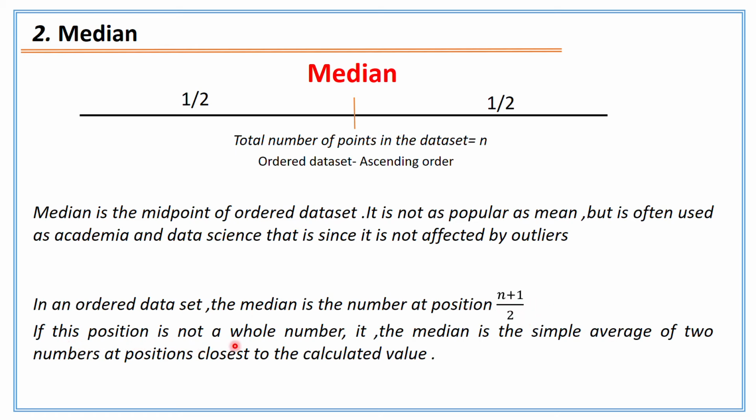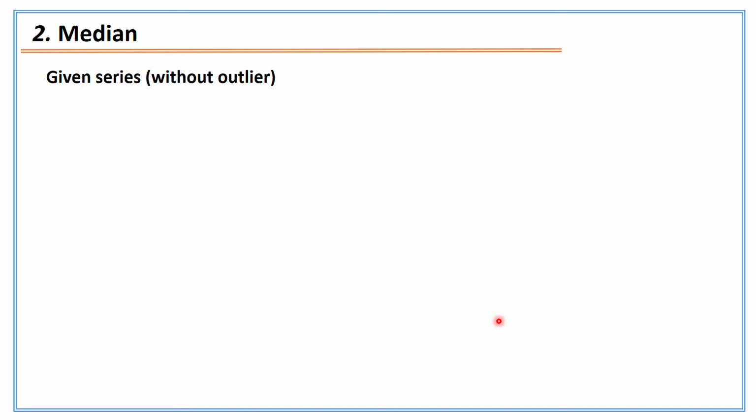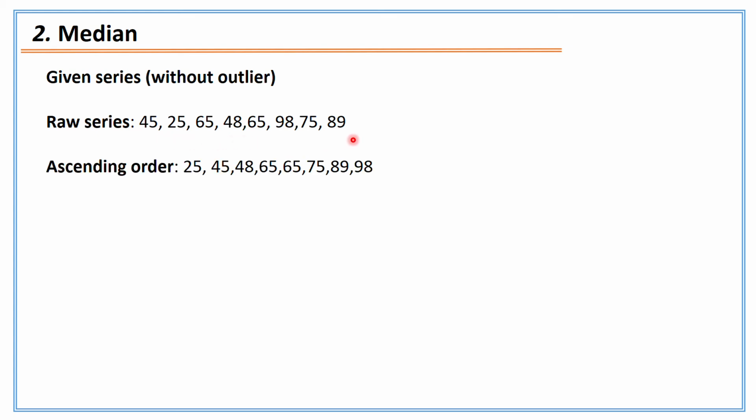And if this position is not a whole number, then the median is the simple average of the two numbers at positions closest to the calculated value. So what we will do is take the average of two nearby values if it is not coming as a whole number. Then we will again see the examples. There is one series given without outlier. So this is the series 45, 25, 65, 48 and up to 89.